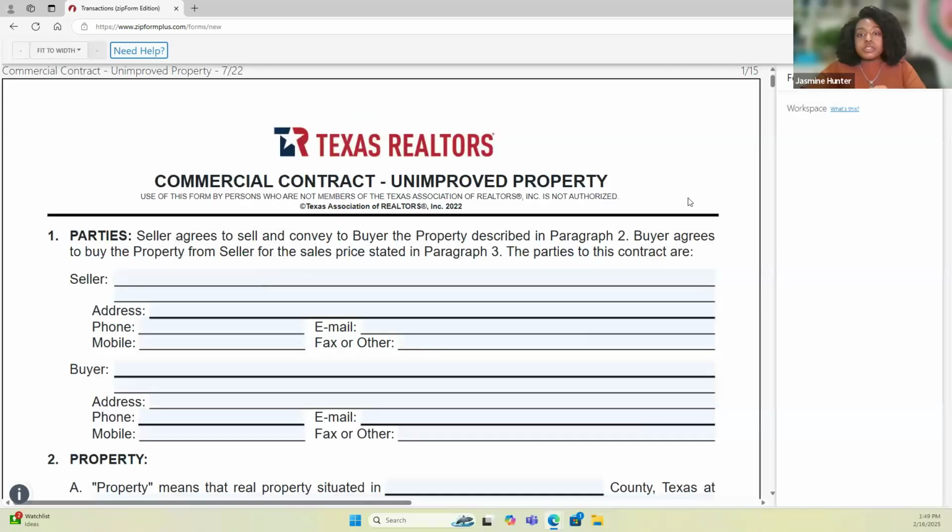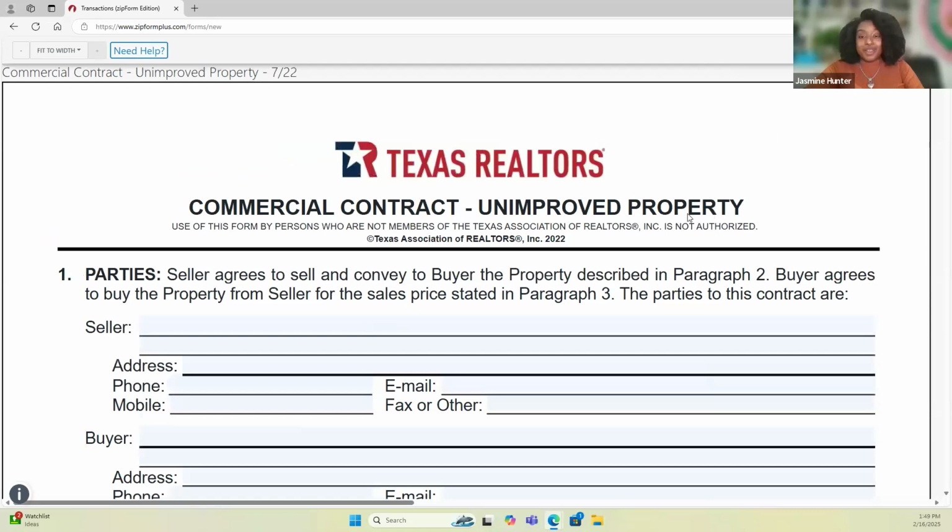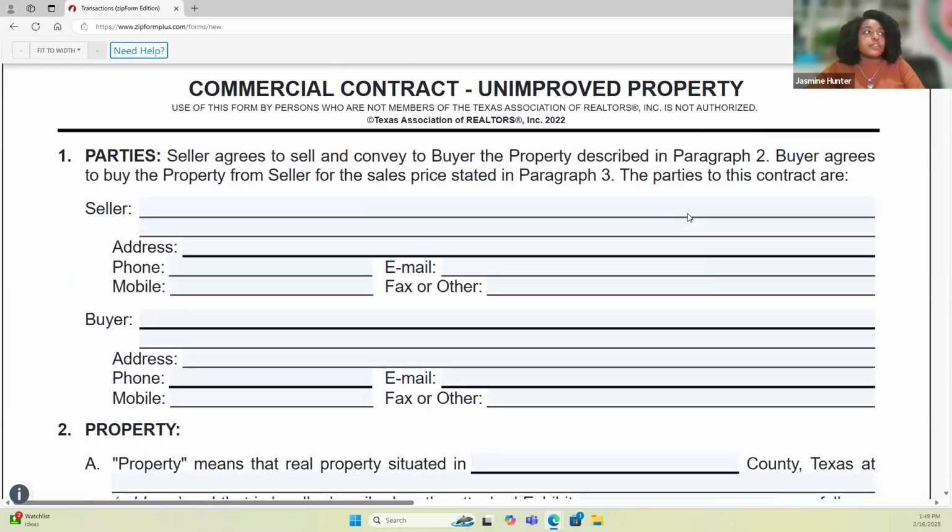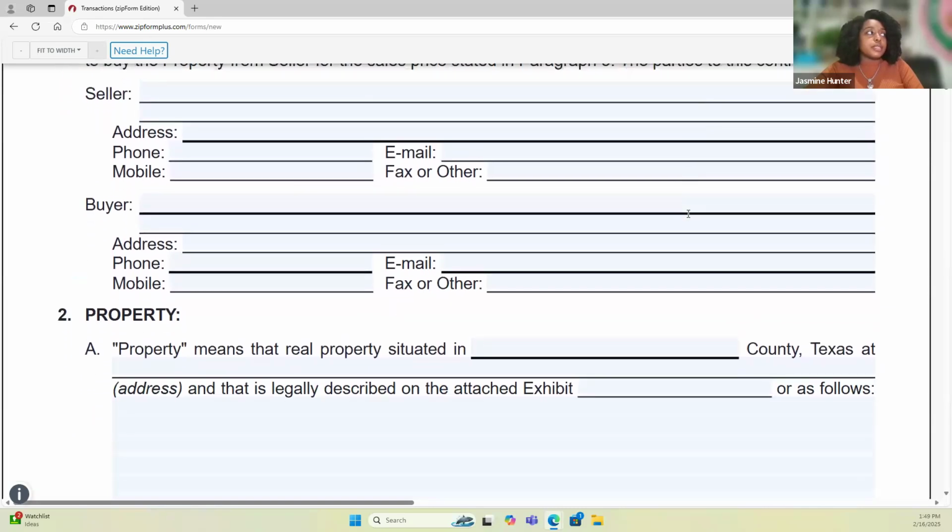The first thing I want you to notice is that this is a Texas Realtors document. This is not a promulgated form through TREC. TREC does not promulgate or do anything with commercial property, period. So it is not going to be the same document. It's not even close to the same format. This is a 15-page document with a ton of information in it. We're just going to go through this in general.